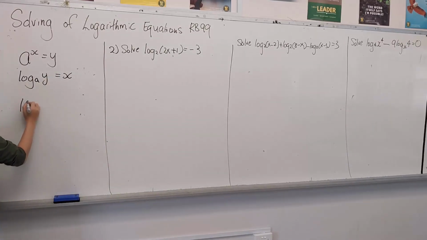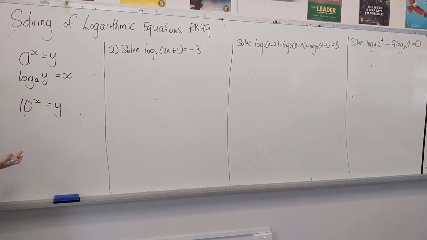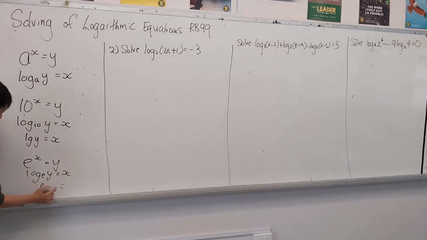Okay, next one we have a special base, and we will have log base 10 y equals to x. Now we can change this to the lg, which is called our common log. All right, and finally, e power x equals to y, log base e y equals to x. Okay, ln y equals to x.